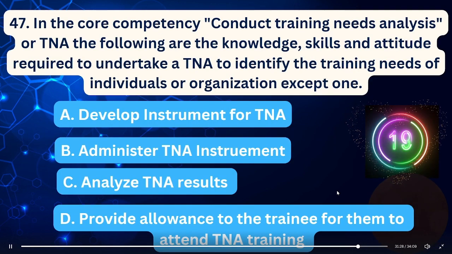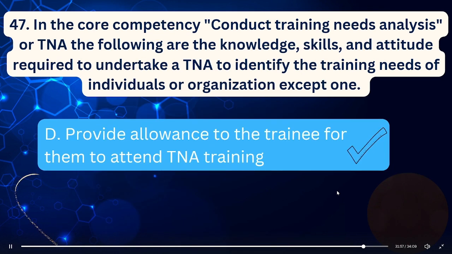Number 47. In the core competency, conduct training needs analysis or TNA. The following are the knowledge, skills, and attitude required to undertake a TNA to identify the training needs of individuals or organization except one. A. Develop instrument for TNA. B. Administer TNA instrument. Letter C. Analyze TNA result. And D. Provide allowance to the trainee for them to attend TNA training. The answer is letter D. Provide allowance to the trainee for them to attend TNA training.